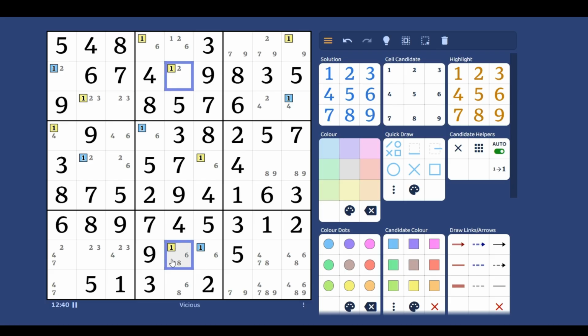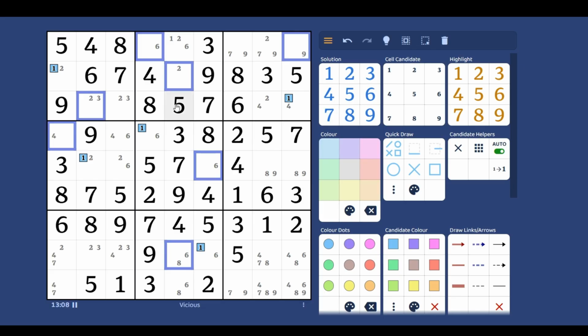So what we could actually do is eliminate this parity entirely, because if one of these yellow 1s is true, all the rest must be true. So we could eliminate all of them, and this can show how powerful simple coloring is, because these color wraps can result in multiple different eliminations at the same time.